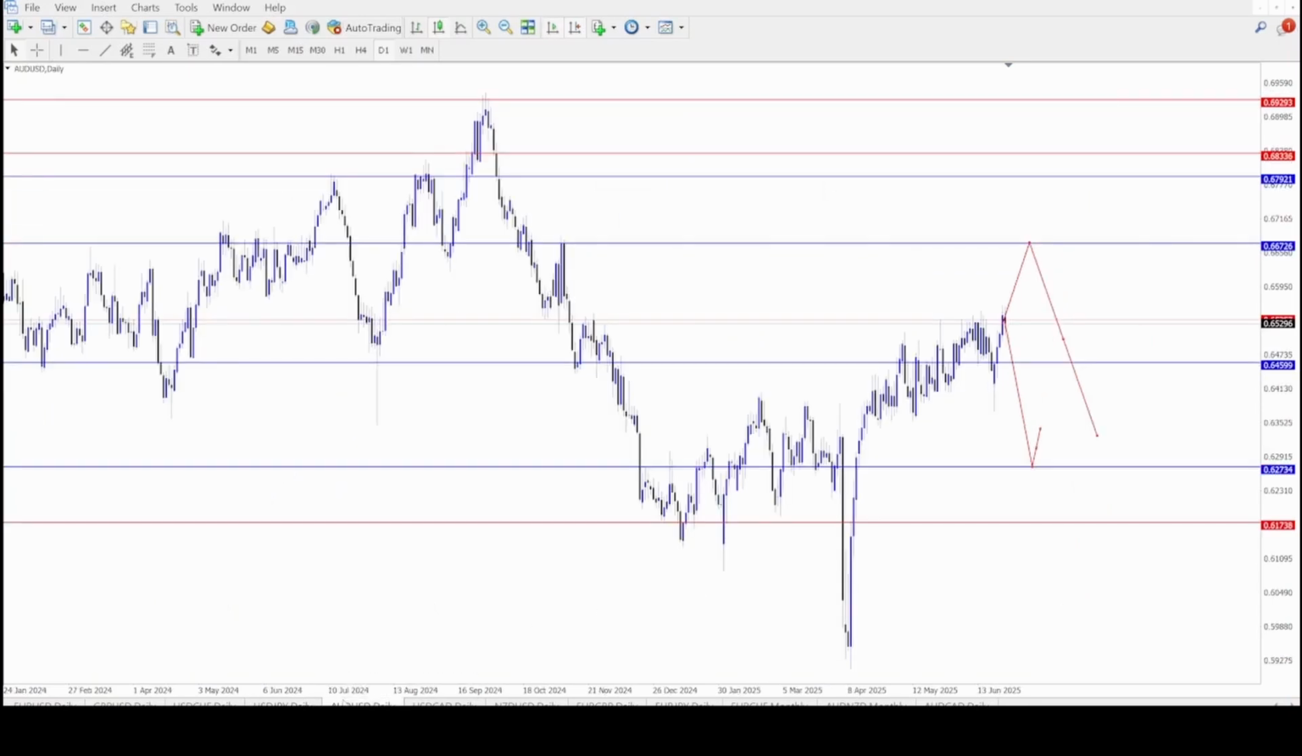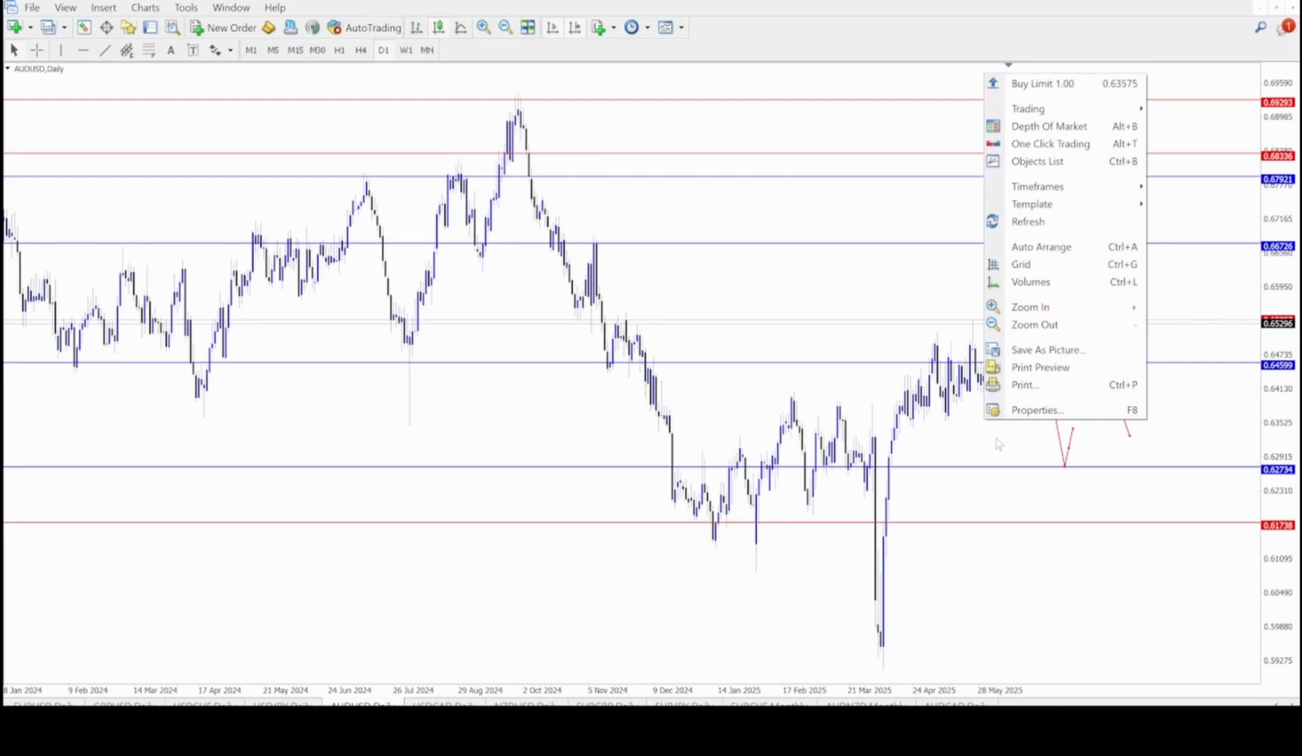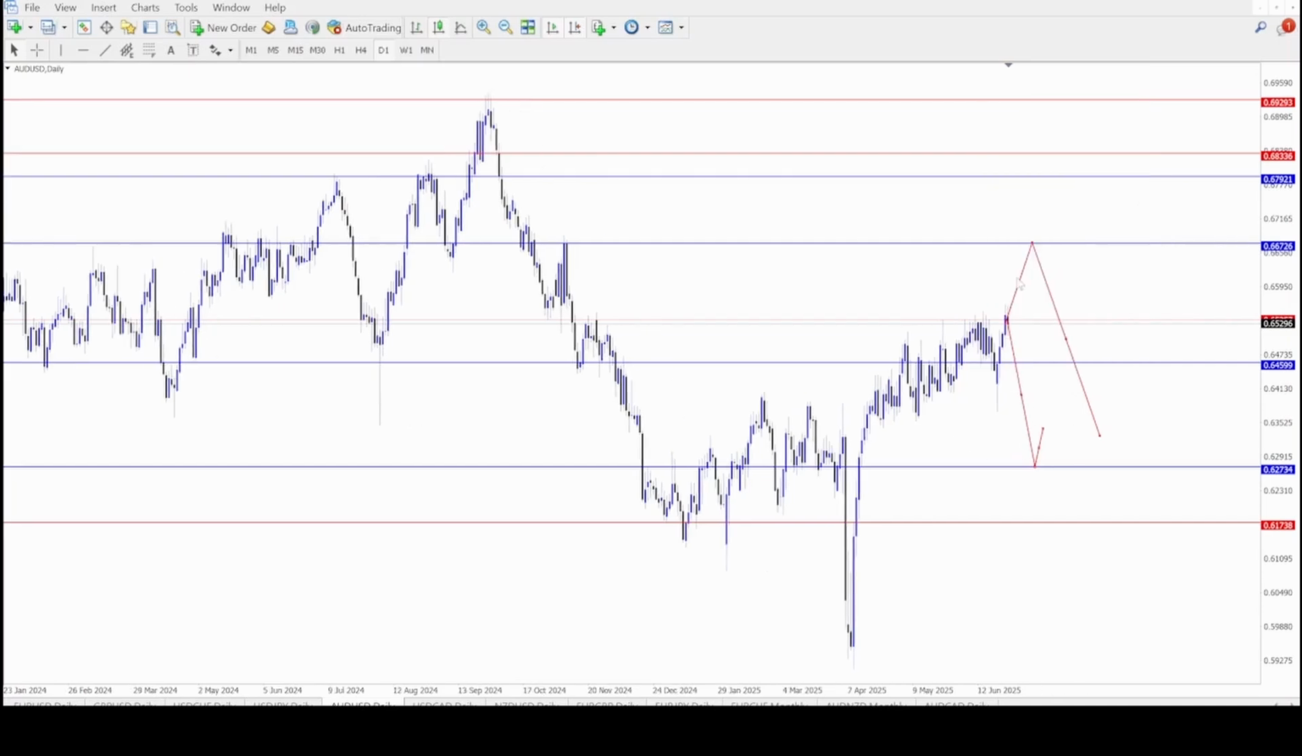So let's go to the AUDUSD. Now for AUDUSD, I've already made these lines here. So if price comes into, let me take this out first.